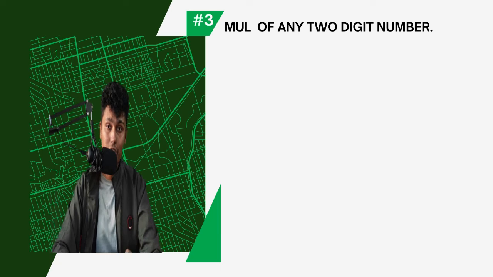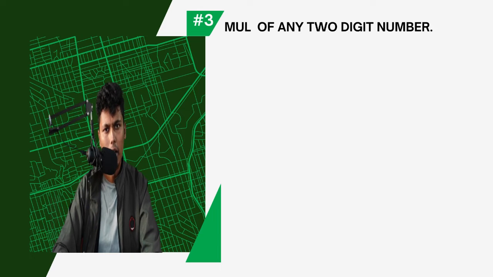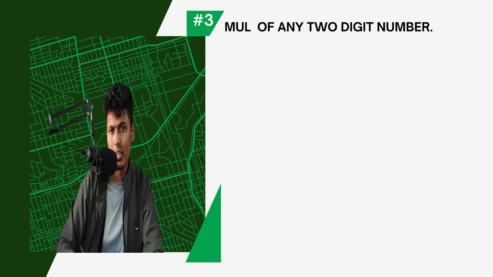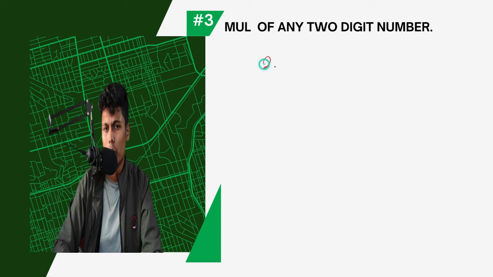Multiplication of any 2 digit number. How you are going to do? Okay. For any 2 digit number you have to change the technique little bit. So what is the technique here? 23 into 42, let's say. Okay. How to do? First this one and this one, right? 3 into 2. 3 into 2 is 6.